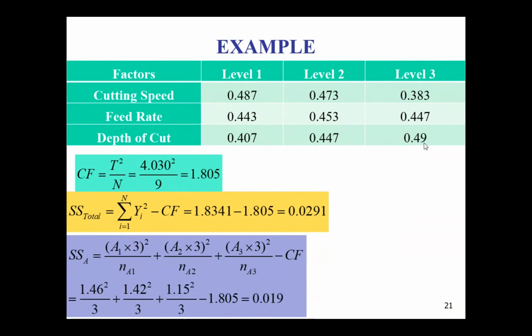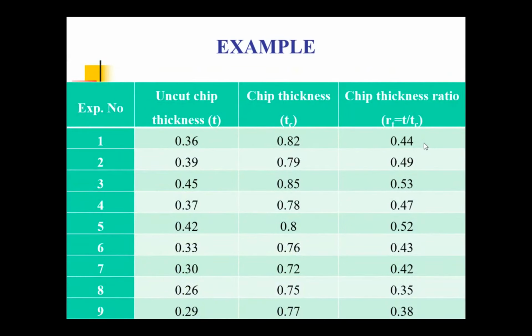If I am going to replicate, then I have to take it as 18, but you should also consider that 9 value also in T. So the correction factor is 1.805. Now we are going to compute the SS total. The SS total is computed by summing up the square terms of individuals and then subtracting the correction factor from it. Here, the chip thickness ratio, the first trial value is 0.44.